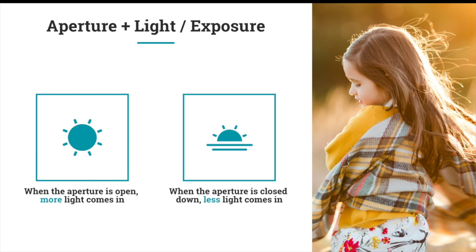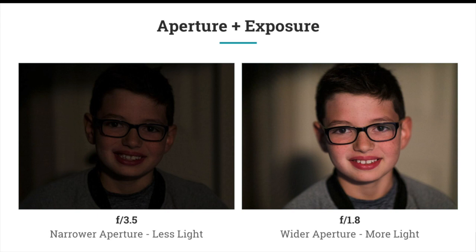So when you have your aperture wider open, more light is coming in. When the aperture is closed down or less open or smaller, then of course, less light is going to come in. So this is a perfect example.